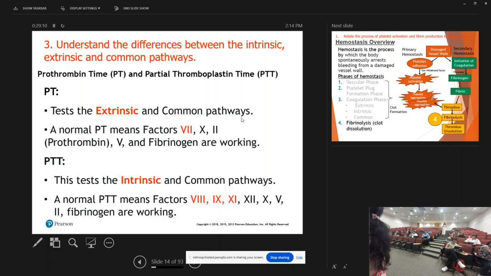Prothrombin time, PT, tests the extrinsic and the common pathway. If anything is wrong with the extrinsic pathway, this test will tell you about that. Whereas the PTT tests the intrinsic and the common pathway. So in the extrinsic pathway, if anything is wrong with factor 7, that time will be prolonged. If anything is wrong with factor 8, 9, and 11, the intrinsic pathway time will be prolonged. So based on the lab results, you will be able to identify where the problem exists. Okay?